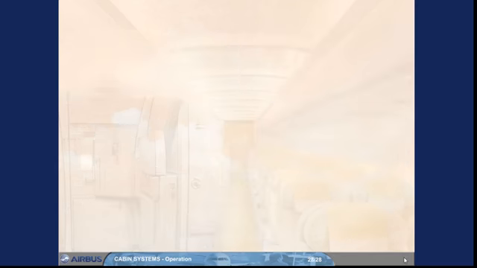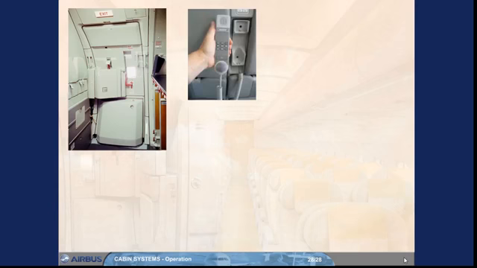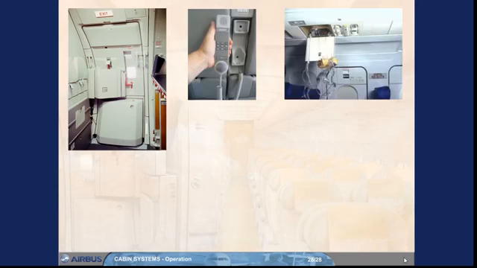In this module, you have seen the operation of the doors, the exits and the associated slides, the cabin-to-cockpit call system, the oxygen and protective breathing equipment, and the evacuation alert system.